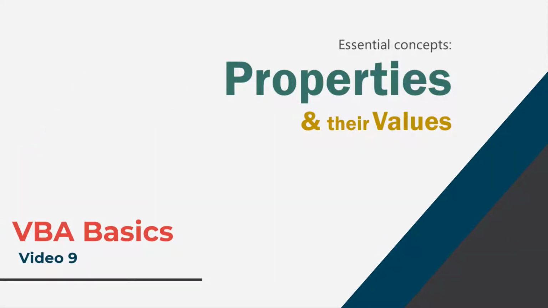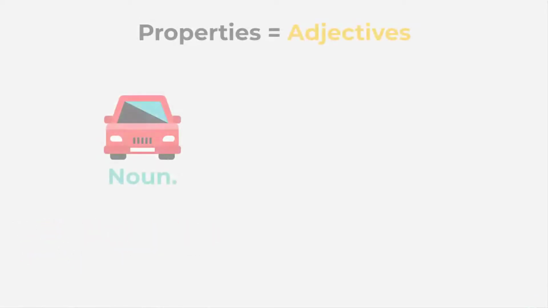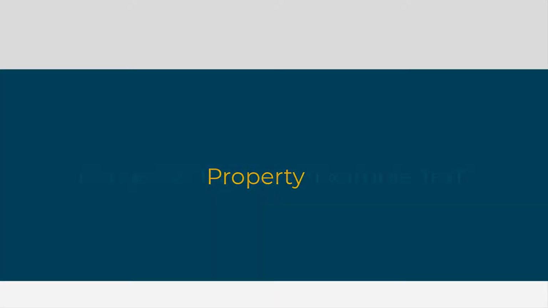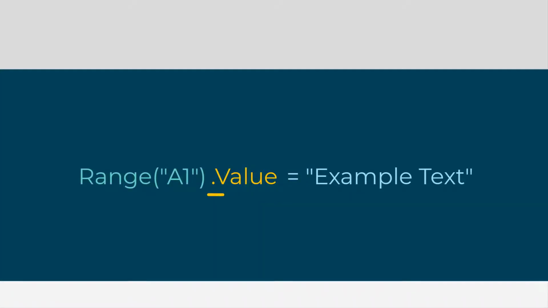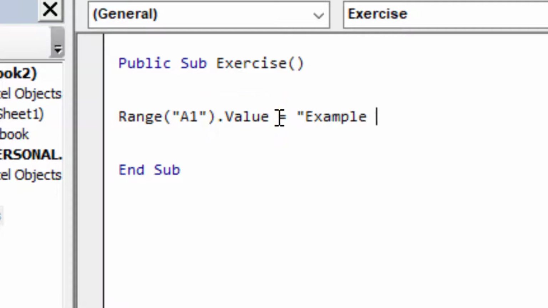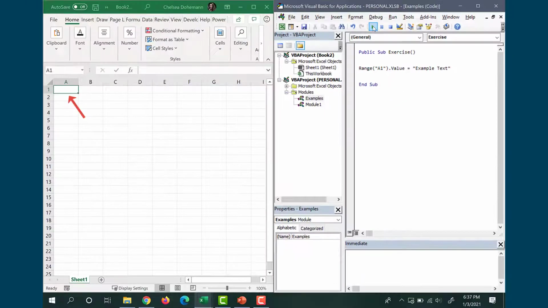Properties are one of those milestones in learning VBA. Once you can use them, you gain a lot of power. Like we've said before, properties are the adjectives of VBA. They describe a characteristic about an object. We have only used one property so far in this course, and that's value. Value is an important property. It's a property of the range object, and it's used to enter data into a cell, like so.